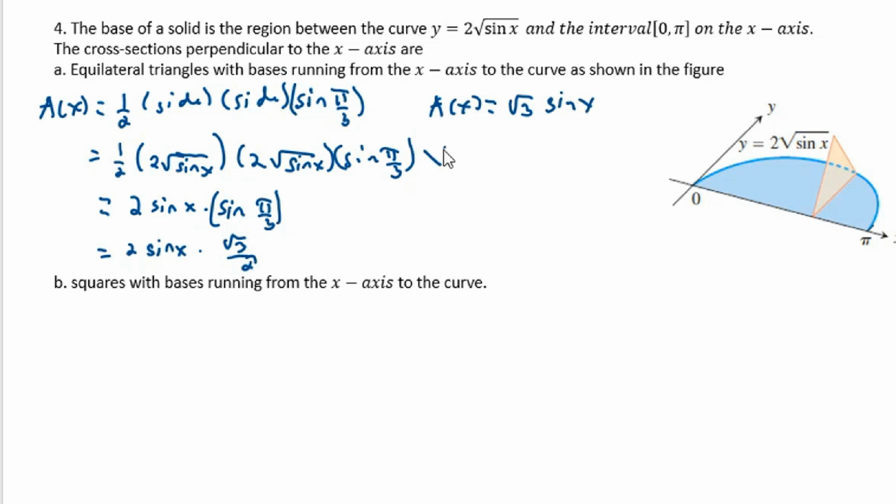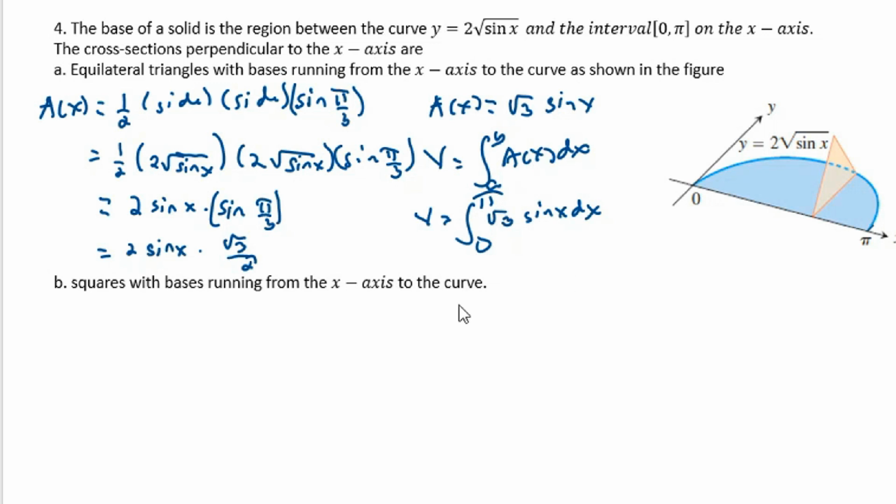Now we are going to write the formula for the volume. We have the integral of A of x dx from a to b. Our interval for this problem is given, which is 0 to pi, so a is 0, b is pi. By substitution, we now have the square root of 3 times sine x dx, where the value of a is 0 and the value of b is pi.